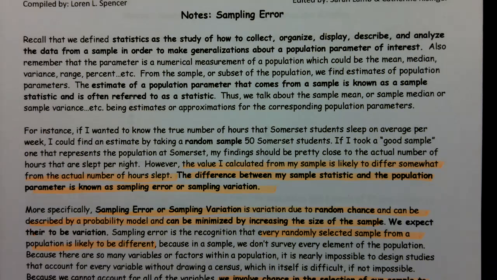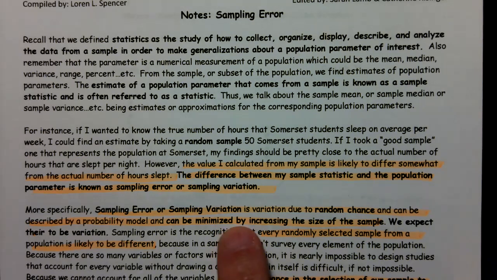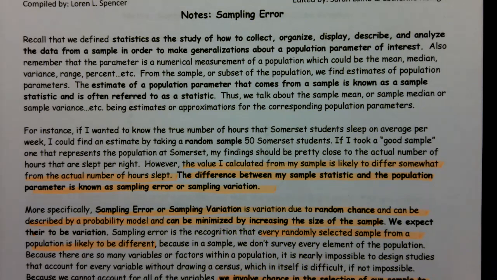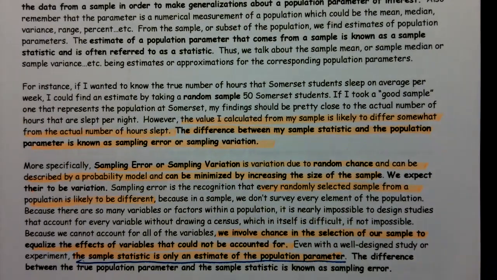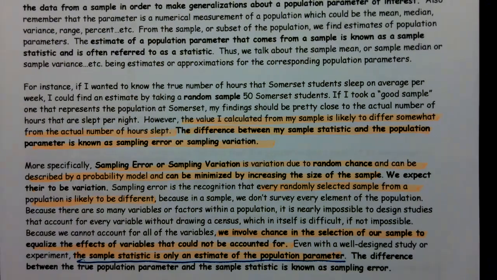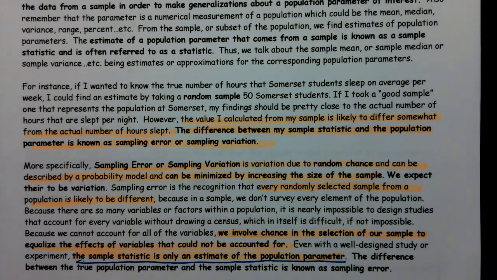All right. So sampling error is the difference between our sample statistic and the true population mean, and it can be minimized by increasing the size of the sample. Can't be eliminated, but it can be minimized. All right. Because there are so many variables or factors within a population, it's nearly impossible to design studies that account for every variable without conducting a census, which in itself has its own difficulties, if not being impossible.